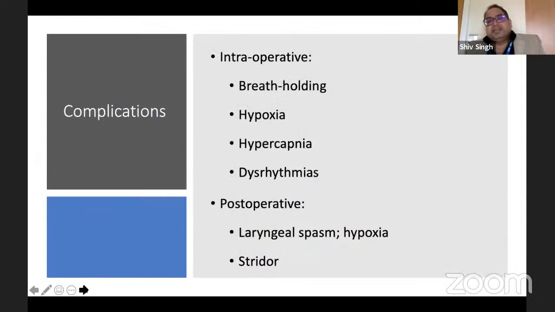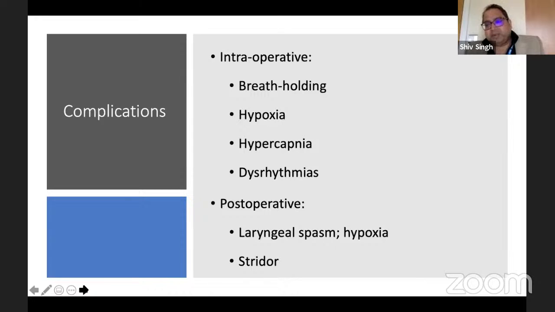What are the complications intraoperatively? If you are not actually paralyzed, then there are chances of breath holding. Sometimes there might be desaturation happening if you're not able to ventilate the child appropriately. In that case, you might ask the surgeon to take out the bronchoscope, go back on mask ventilation, or you might have to put an endotracheal tube.